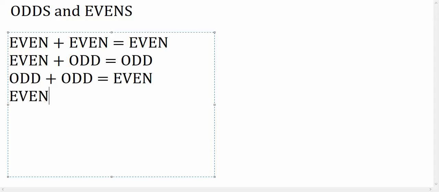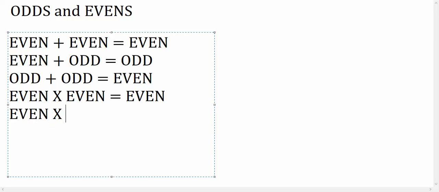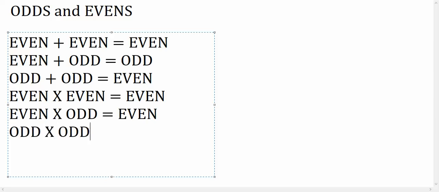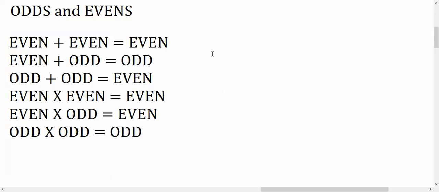So an even times an even is always going to equal an even number. An even times an odd number is always going to equal an even number. And an odd number times another odd number is always going to equal an odd number. Now it's important to just think about this for a second.